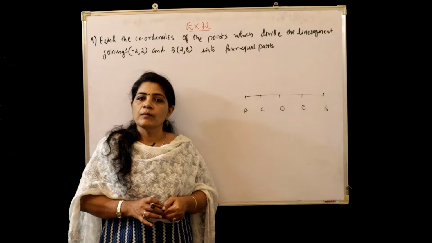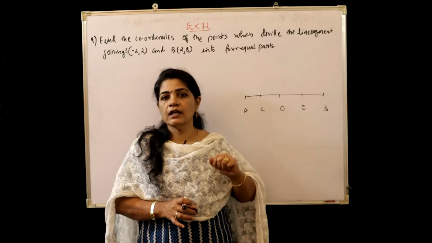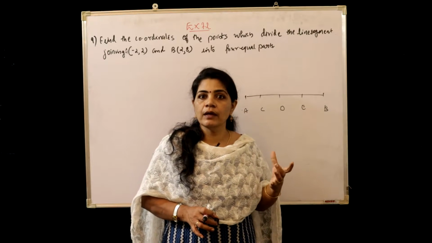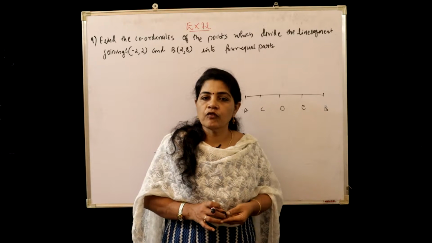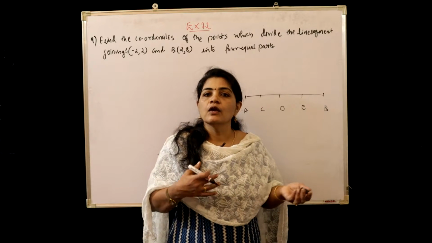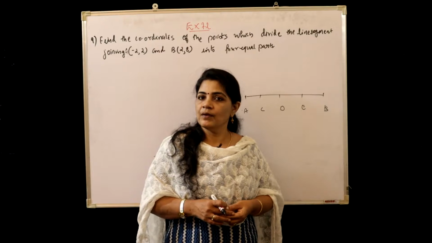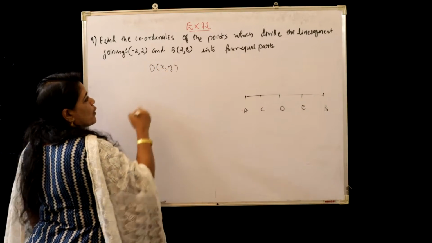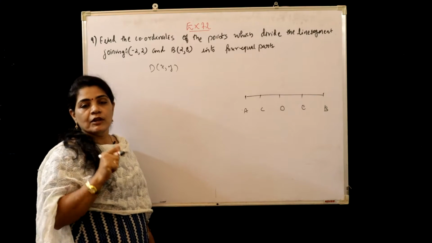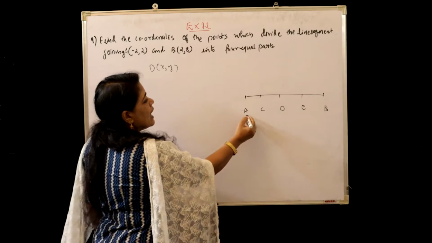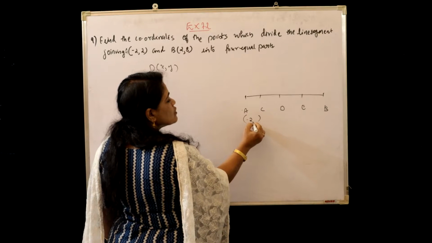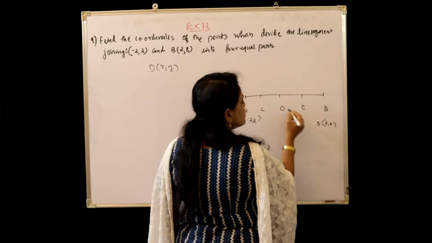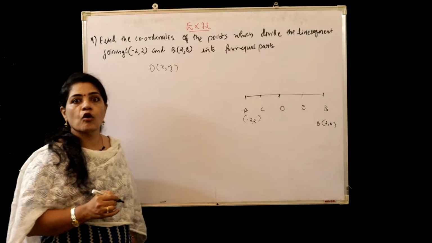midpoint formula? Because I already told you AB is divided into four equal parts, and since D is the midpoint of AB, in order to get the coordinates of D, let it be x comma y, you can apply the midpoint formula. Okay, so let D of x comma y be the first point we should get using the midpoint formula. For that we can take A as minus 2, 2 and B is given as 2, 8. So D is x comma y.